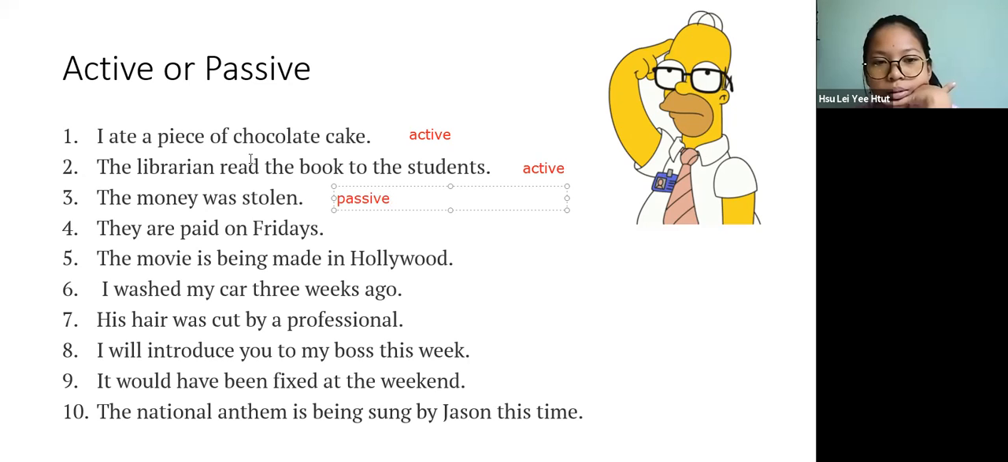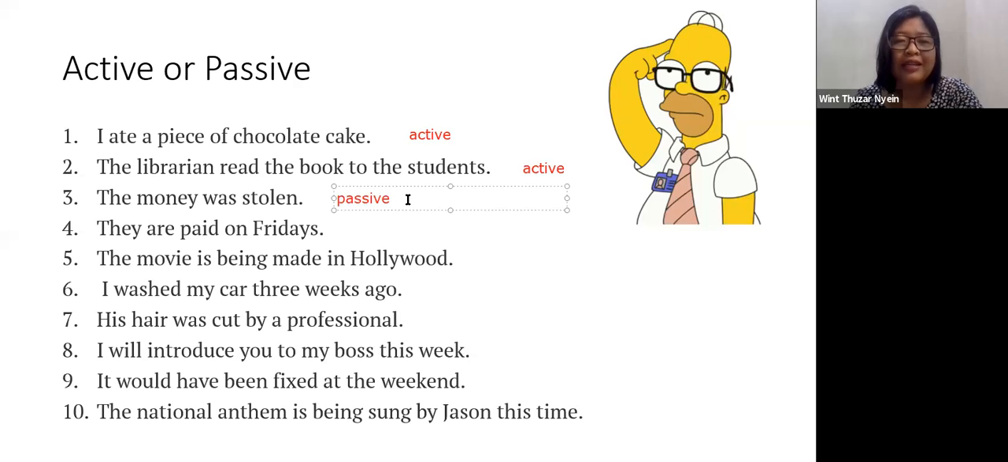Someone stole the money. The passive verb form is was plus verb 3, so passive is correct. The active verb form will be verb 2. Steal is verb 1, so it will be stole. Okay.